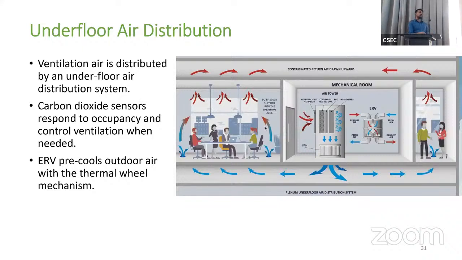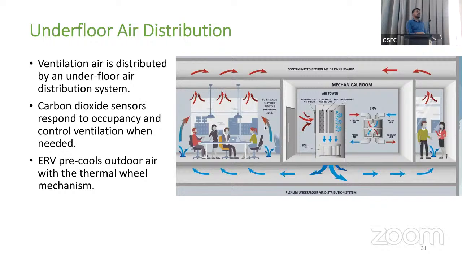Then the other active strategy in air conditioning is underfloor air distribution. As you can see in the figure, the supply air is distributed by an underfloor air distribution system, and the hot or return air will be drawn from the ceiling. And also carbon dioxide sensors can be installed in order to control the fresh air into that particular area.